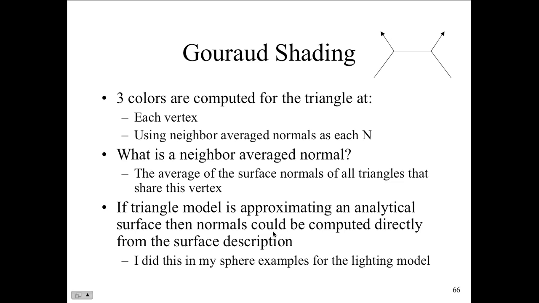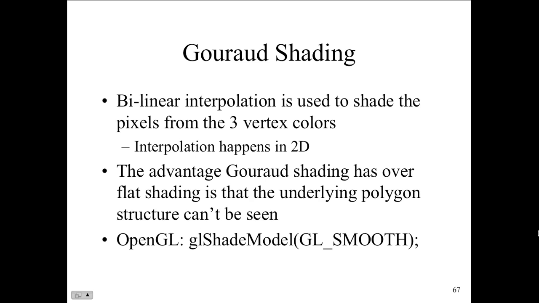Then the normals could be computed directly from the surface descriptions. I'll do this in the sphere example, which is actually coming up. In terms of its application with OpenGL and graphics libraries, you can use a bilinear interpolation approach to shade the pixels themselves from the three vertex colors. So interpolation happens in 2D.